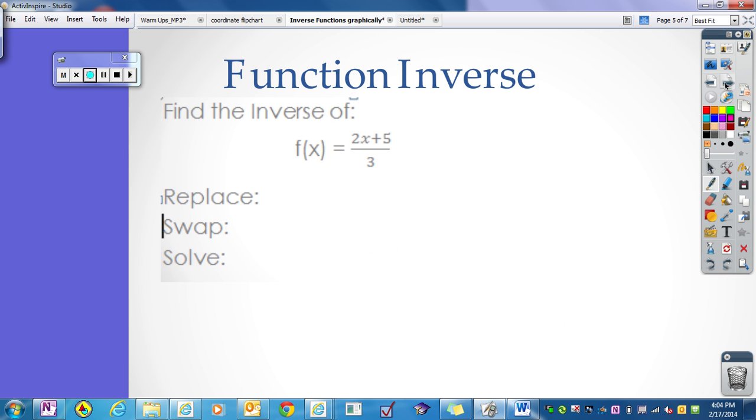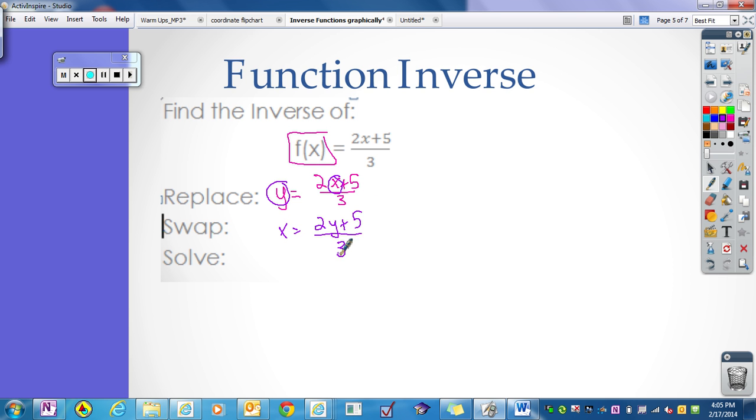Alright, and let's take a look at another one. Alright, so again, we've got f of x equals (2x plus 5) over 3. So the very first thing I want to do is take this f of x and replace it with a y. So we're going to say y equals (2x plus 5) over 3. Alright, now, to figure out what the inverse is going to be, I'm going to take my y, I'm going to take my x, and I'm going to swap the two. So this is going to say x equals (2y plus 5) over 3.